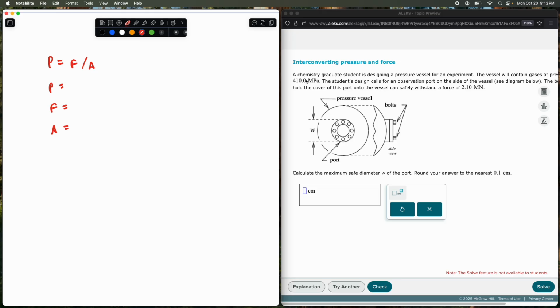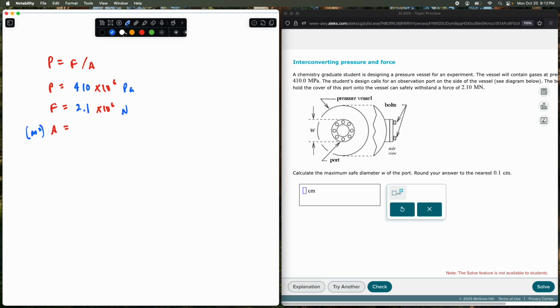Looks like I've got some experiment, and there's a pressure in there that's this many pascals or megapascals, right? So I'm going to say 410 times 10 to the 6 pascals. I'm going to put everything in SI units right away so that I've got less to worry about. And 2.1 mega newtons. Okay? And if that's true, then I'm going to calculate this in square meters because that's the SI unit. Always going straight to SI units.